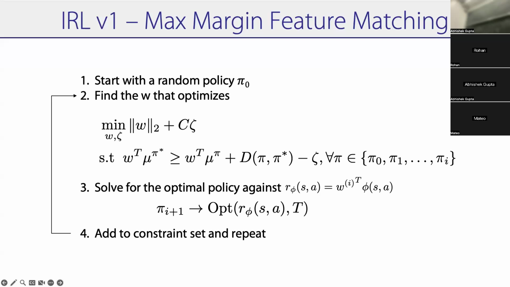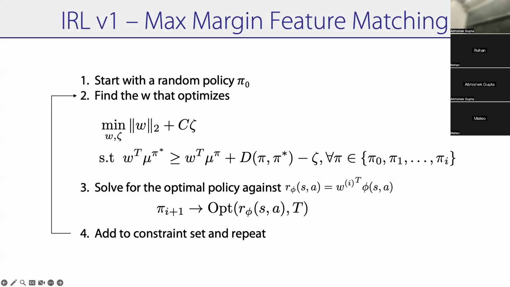Yeah, in the notation there's two pi knots, but there's many different things, right? No, so pi star is always the expert traces. It's just that this constraint set is initially only over pi naught. I enforce this, I get a W. The W gives me a new pi. I add that to my constraint set. And then I find a new W. And then I repeat. Find a new pi 2, pi 3, pi 4.